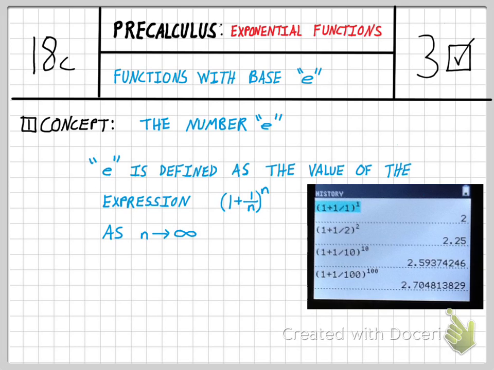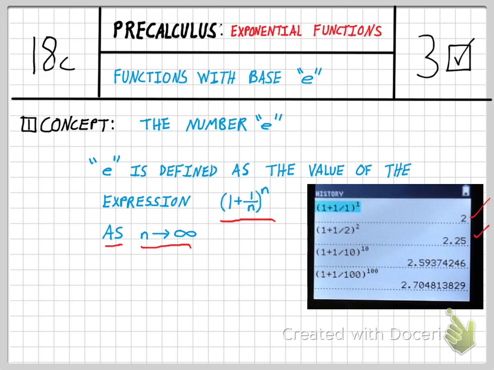The definition of e is the value of the expression 1 plus 1 over n, raised to the nth power, as n goes to infinity. I put a little screenshot here of a calculator with a couple examples. If you plug in 1 for n, you get the number 2. If you plug in the number 2 for n, you get 2.25.